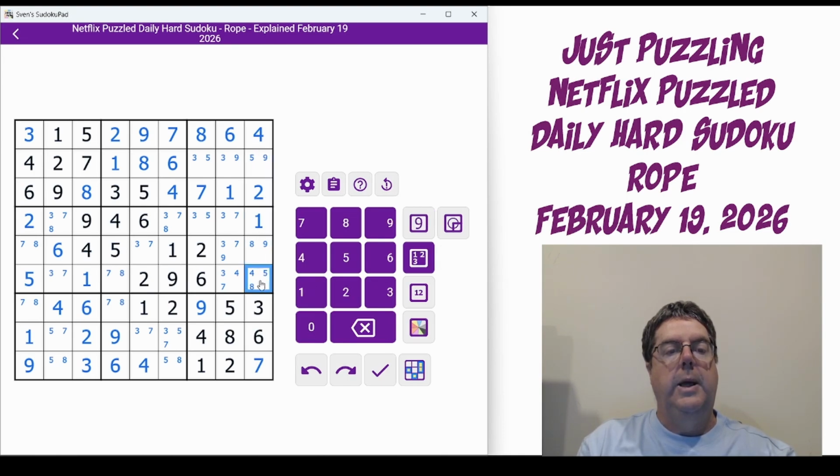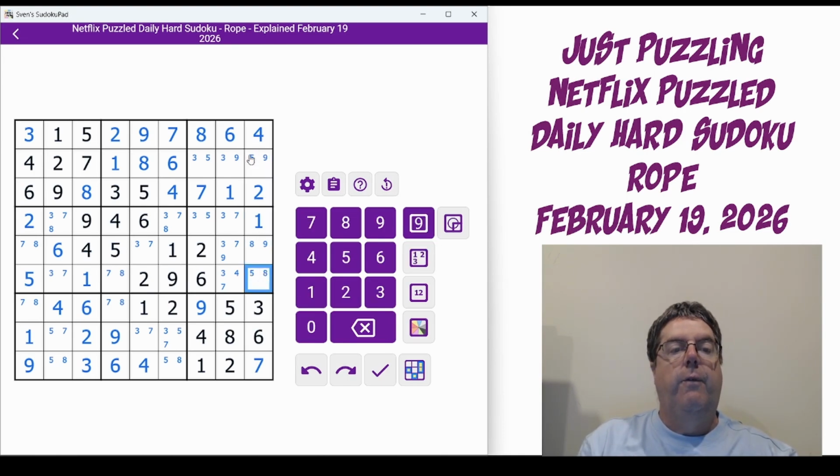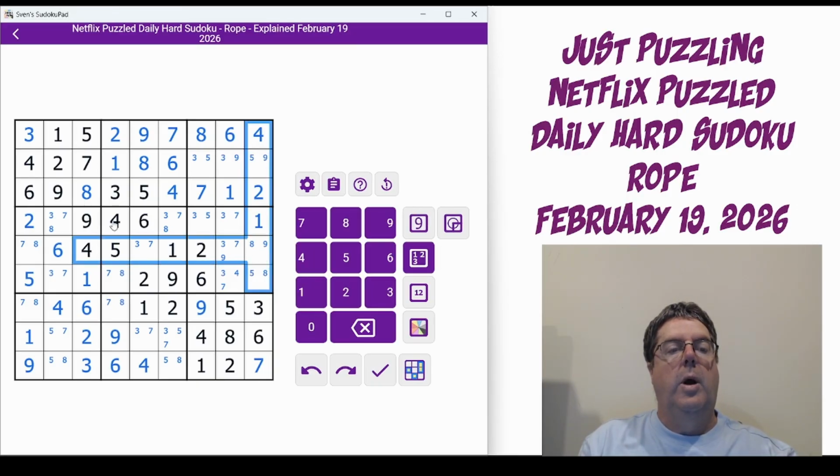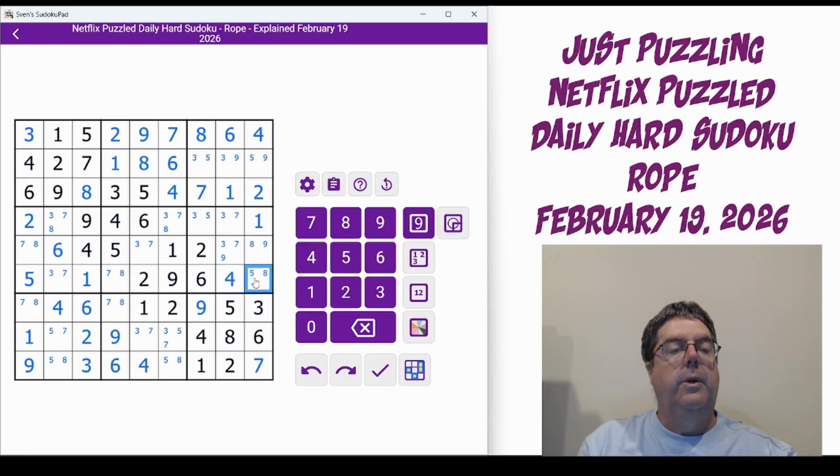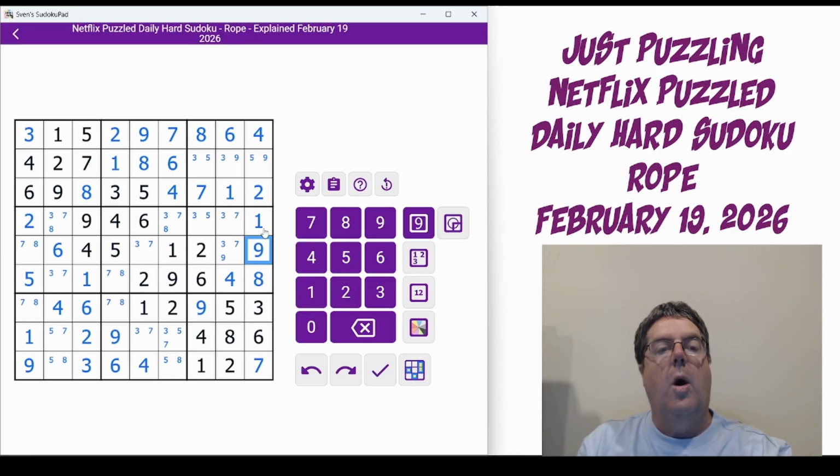4 can't be here. So 4 comes down here, 4 comes across here, 4 comes across here. So this is a 4 here. So 5 can't be here now. So this can't be a 5. So this has got to be an 8. This can't be an 8, so it must be a 9. And this can't be a 9, so it must be a 5.